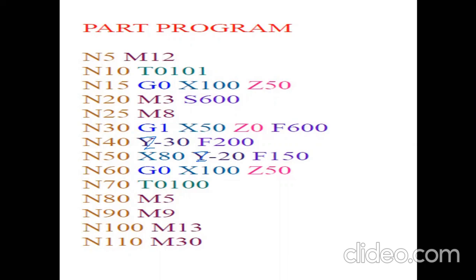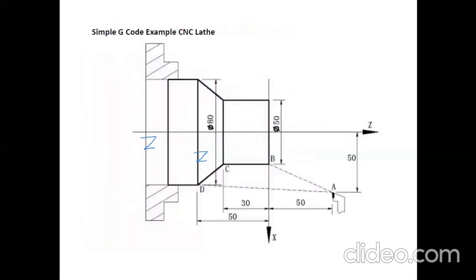And last line, N110, M30 represents stop program. This is your program for this taper component. So this is your final product, which is manufactured by using G code and M code.